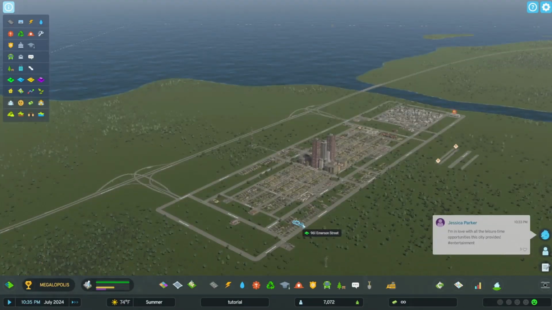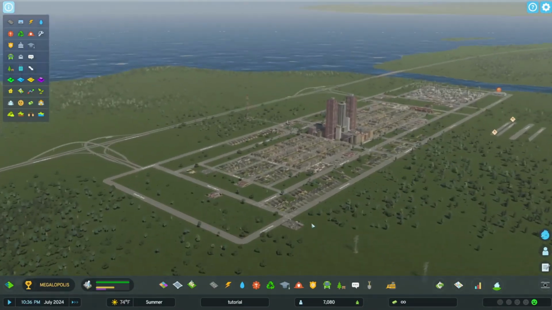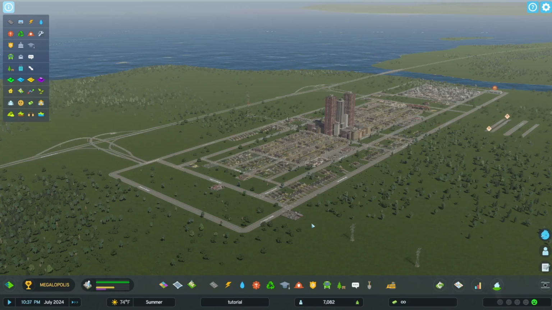So this ended up actually being 2 tutorials. One where I taught you about how to place down your public service buildings, and the second one, how to place down your roads. I hope that you learned a lot about these, and I hope you apply them into your town as well.